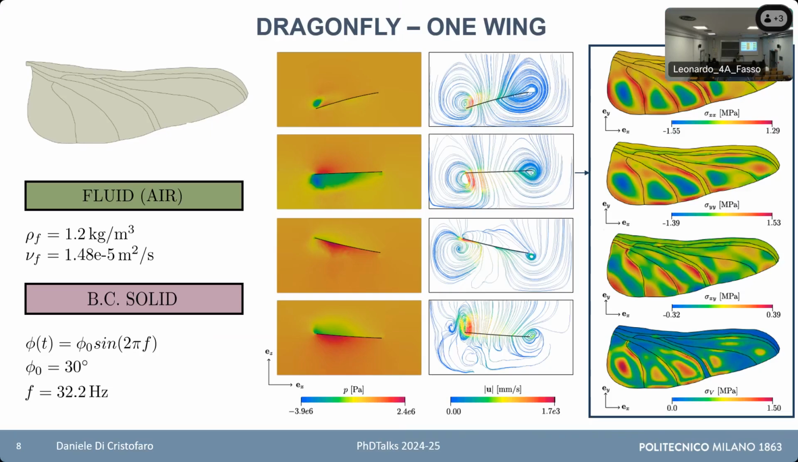It's a surface. Okay, and in the second column we can see some streamlines, just to see some fluid simulation. And in the second row we also plot the vorticity and all the stresses on the wings. Okay, this was just some preliminary results to understand if the method was working in a realistic application.